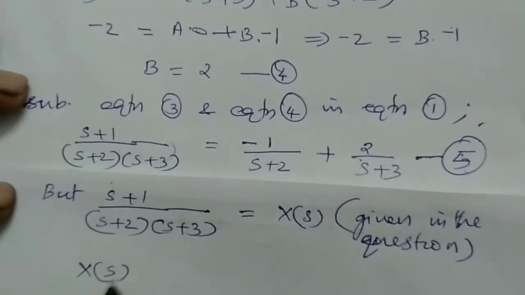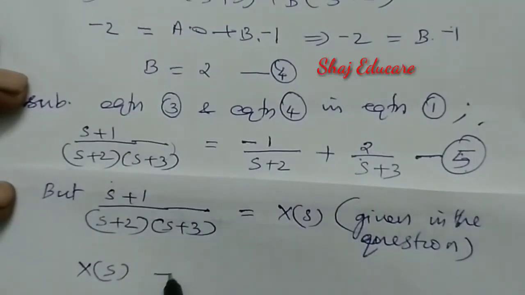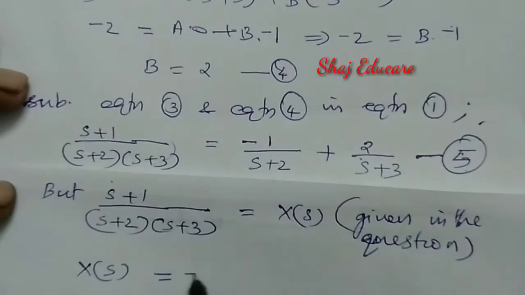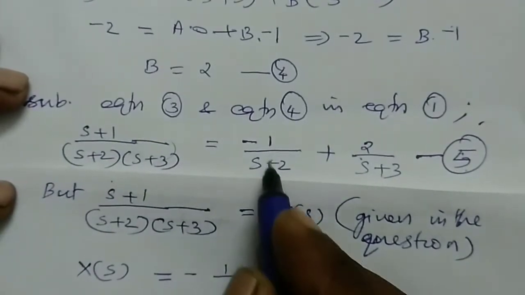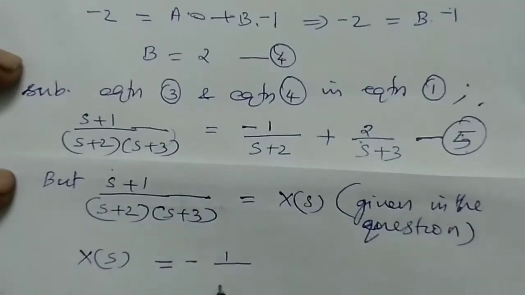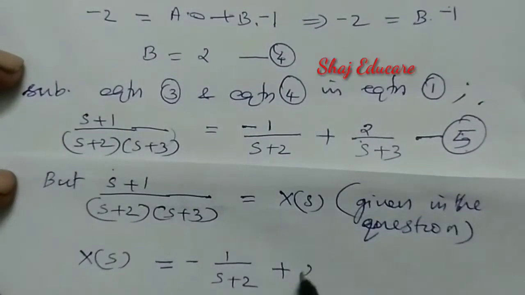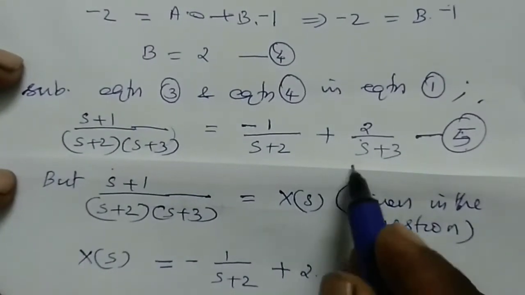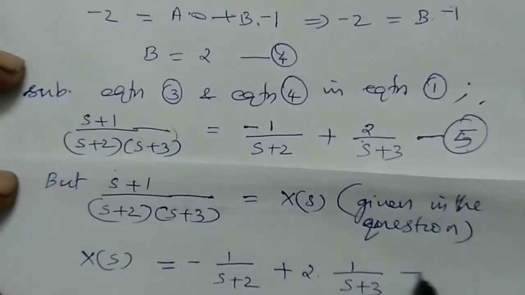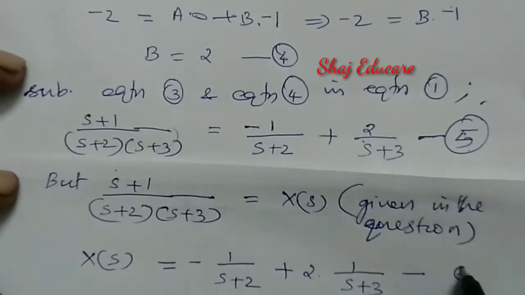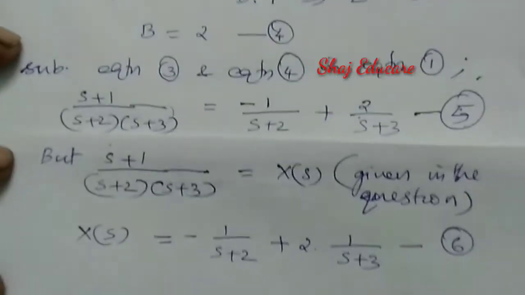Then let us rewrite equation 5 as X of s is equal to minus 1 divided by s plus 2 plus 2 into 1 divided by s plus 3. Let us put it as equation number 6.